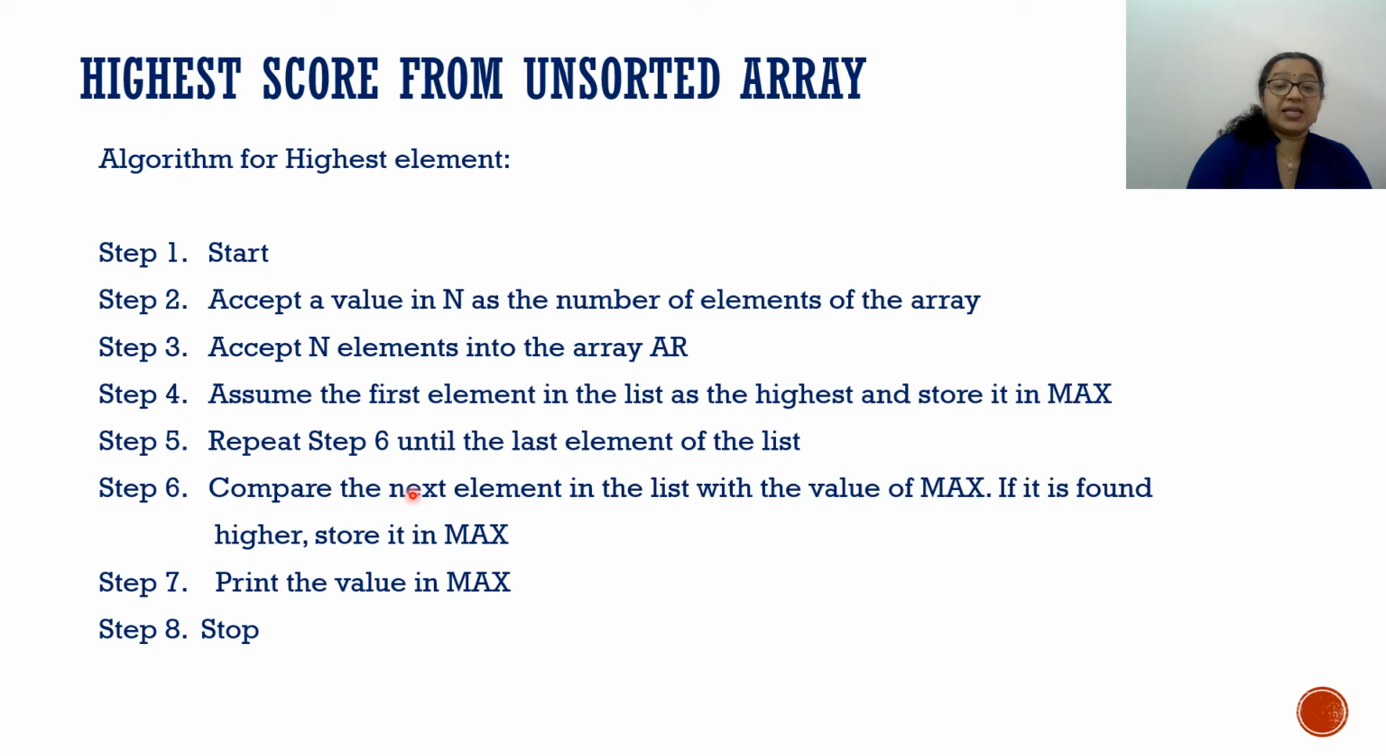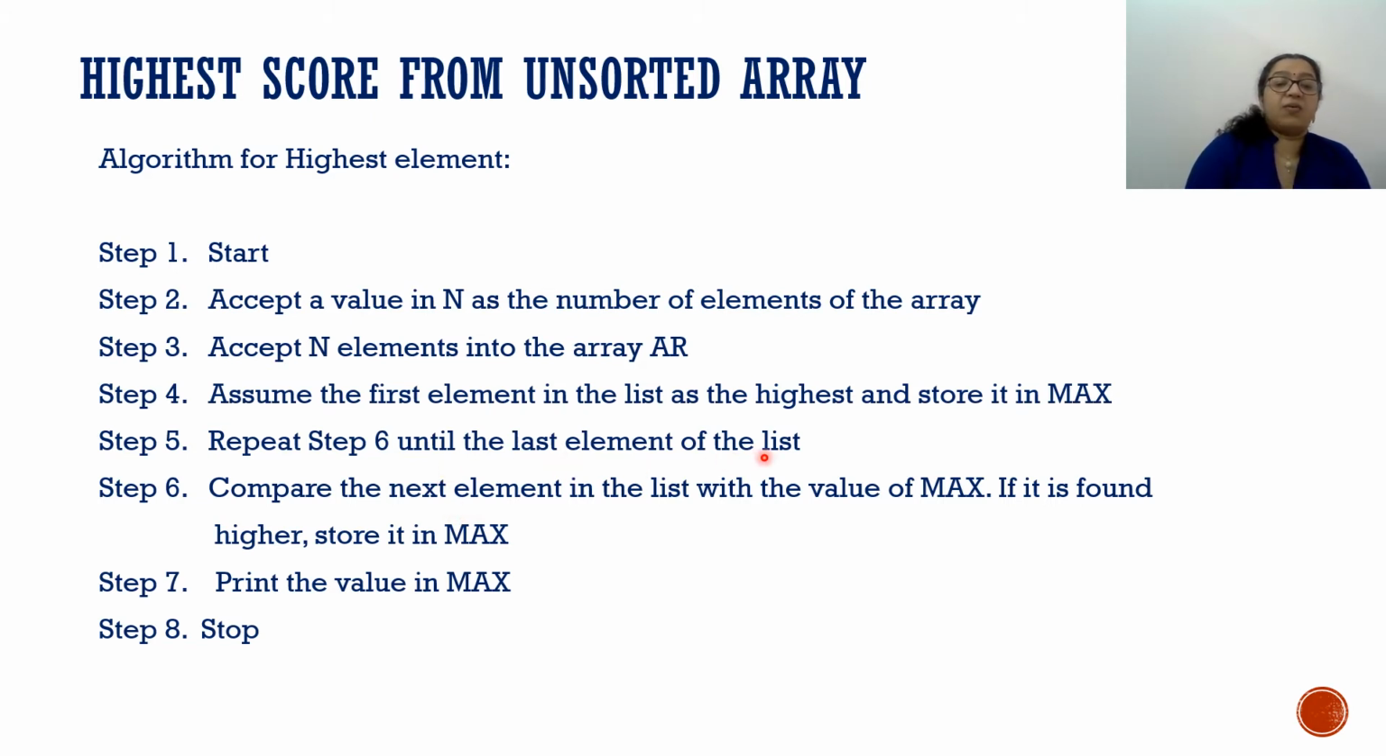So we are comparing the second element, the third element, the fourth element. When we are comparing, if it is found higher than that max value, then store it in max. That is the only step here. We want to repeat it until the last element of the list.